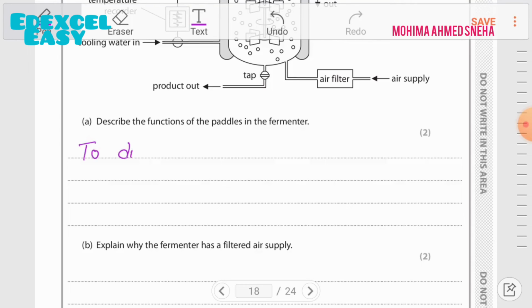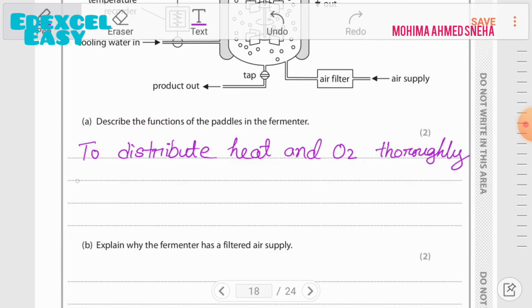So the answer is to distribute heat and oxygen thoroughly throughout the entire mixture.